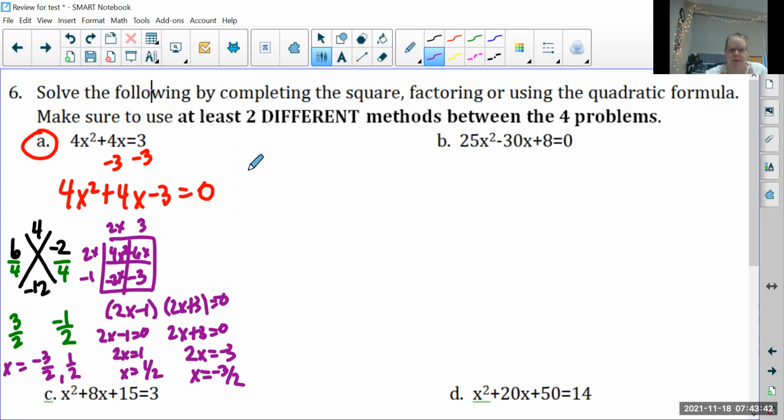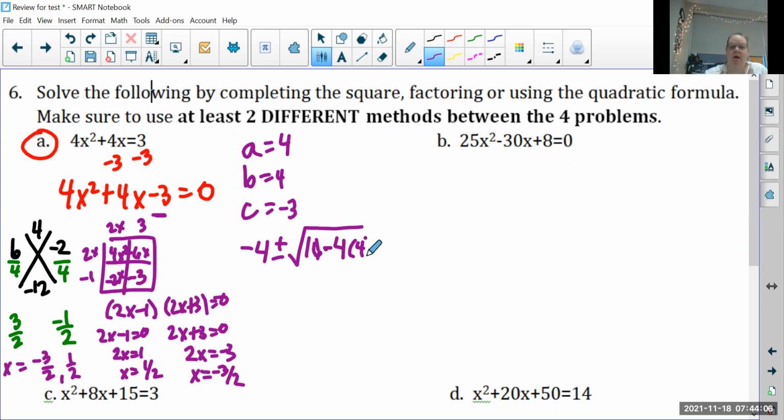Or for the fourth method, you could do the quadratic formula, A, B, and C. A would be 4, B would be 4, C would be negative 3, because we have to take it after this. And then you'd fill in the quadratic formula. So negative b plus or minus the square root of b squared, which is 16, minus 4 times our A value times our C value, all over 2 times our A value, 2 times 4. Right, so then we would evaluate the square root.